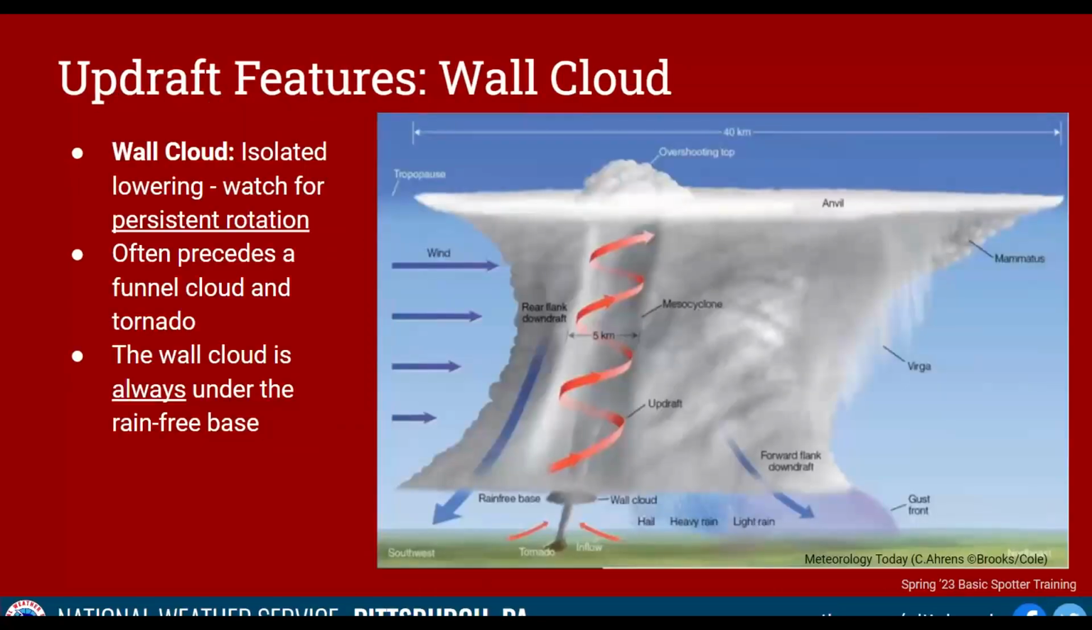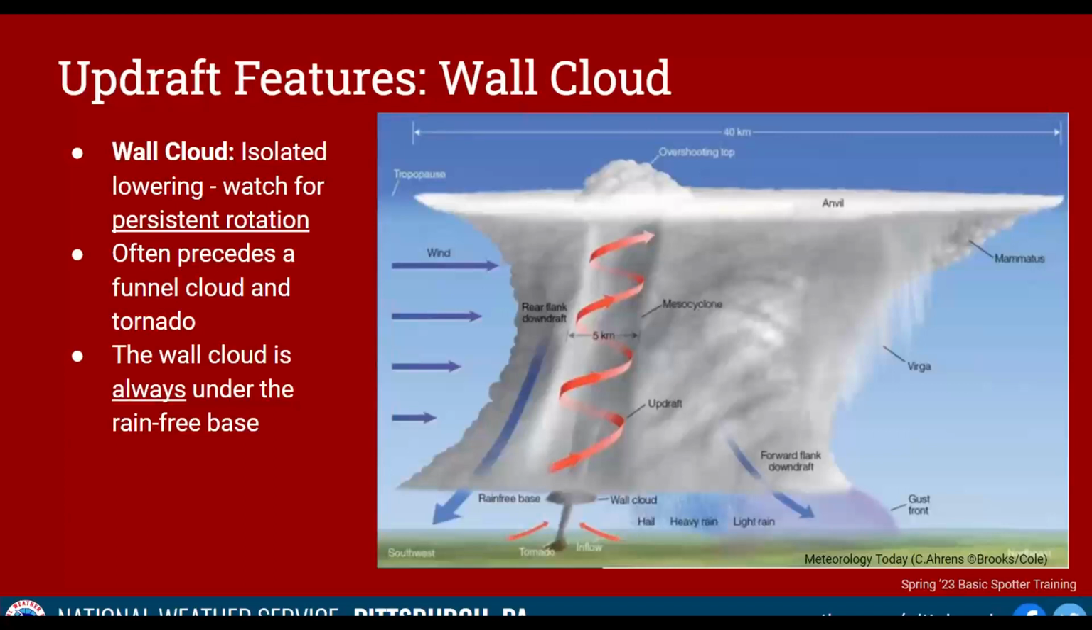So what are part of the features that we can see in an updraft? I've kind of mentioned it already, but one of them is a wall cloud. A wall cloud is an isolated lowering of the cloud deck. The key though, and we'll talk more about the different aspects of the wall clouds or clouds you could see, is that it has persistent rotation.